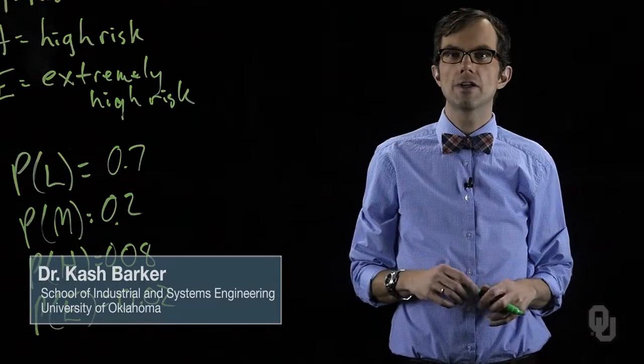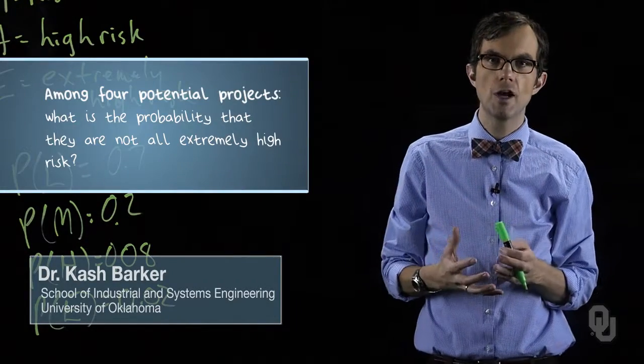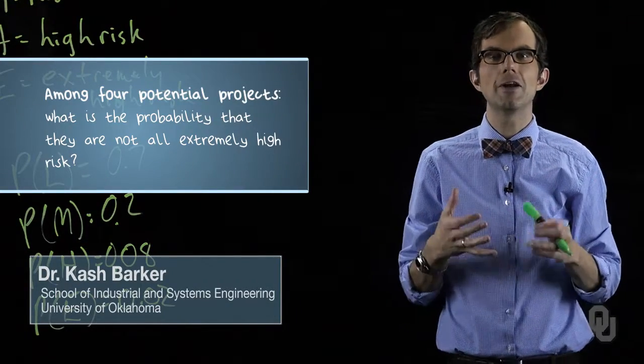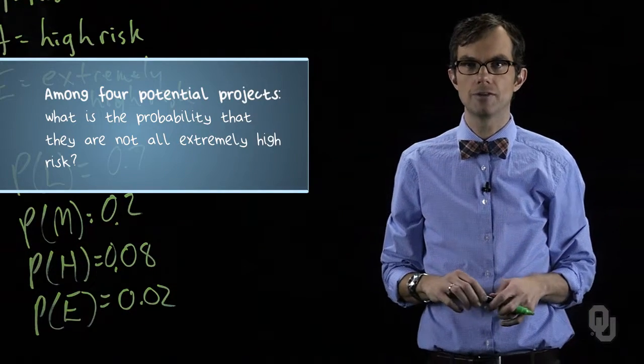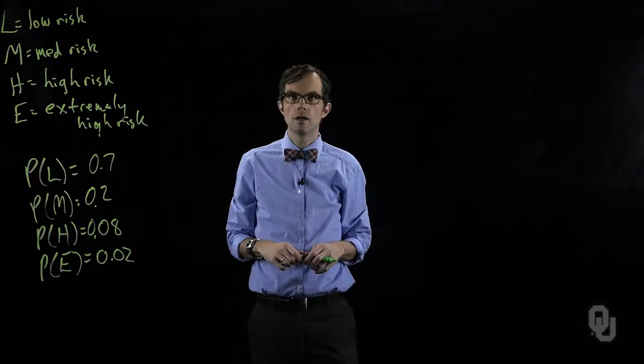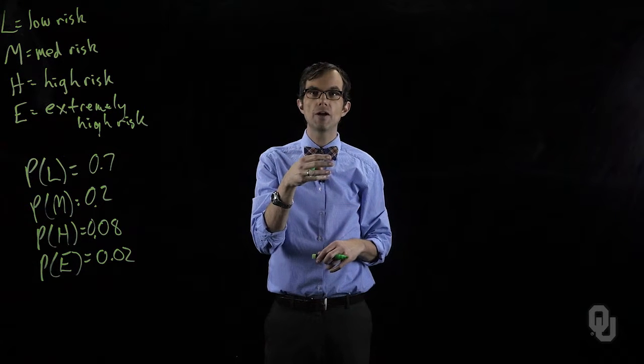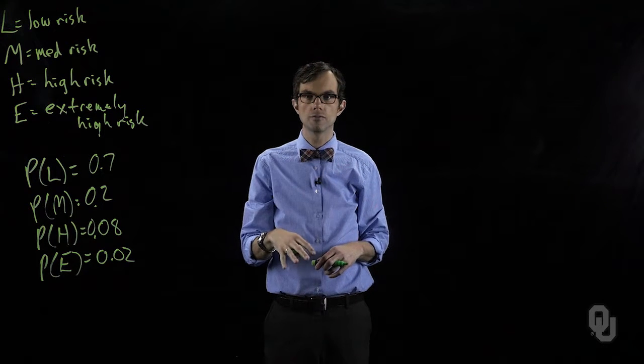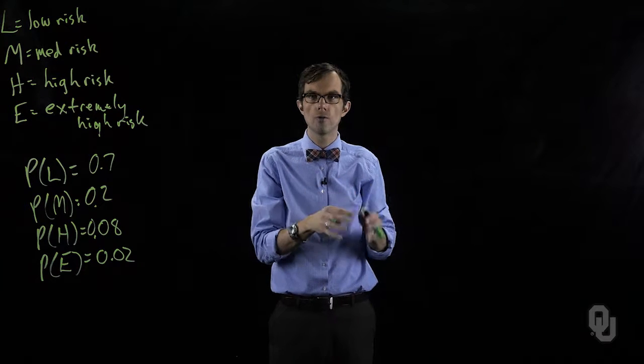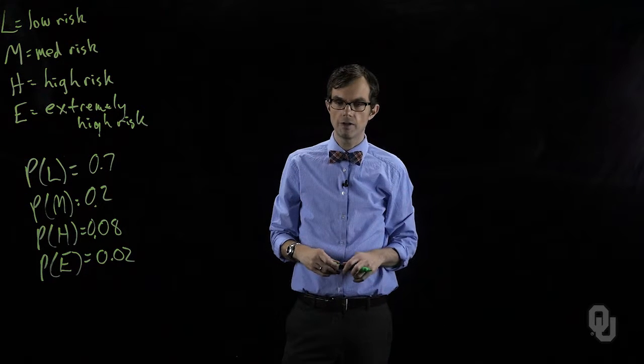And now let's take a look at another example. Again, 4 projects are coming in. What's the probability that they are not all extremely high risk? Okay. 1 could be high risk, 2 or 3 of them could be high risk, but not all 4. So what's the probability that not all 4 are extremely high risk?